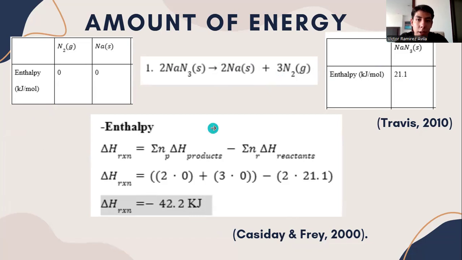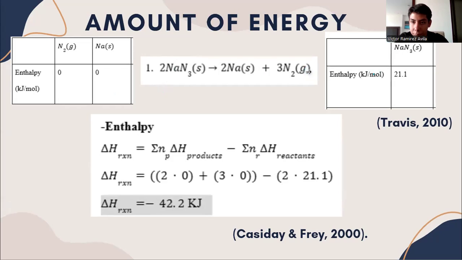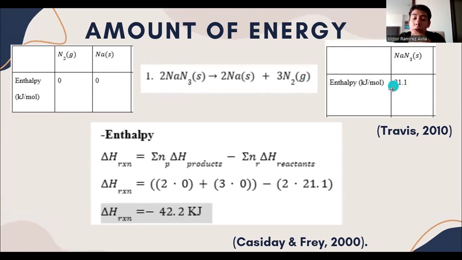And for this, we need to know the enthalpy data of each substance involved in the reactions. First, on the left side, we have the enthalpy of the products, and we can see that it's zero, because these products in this form are the most stable form, and enthalpy in stable form is always zero. But if we see the enthalpy of the reactants, we can see that it is 21.9.